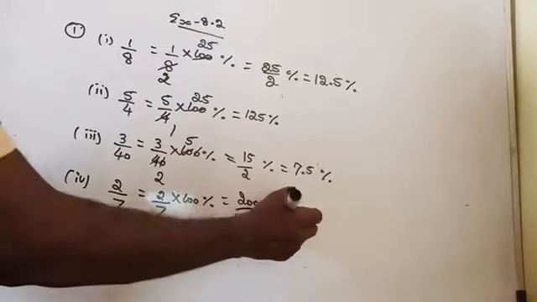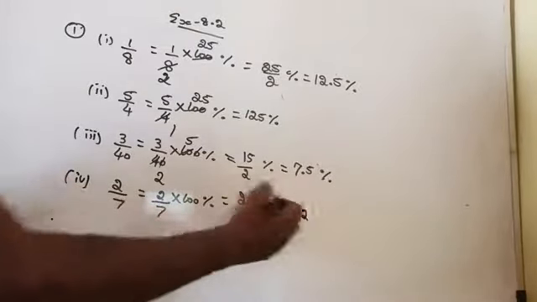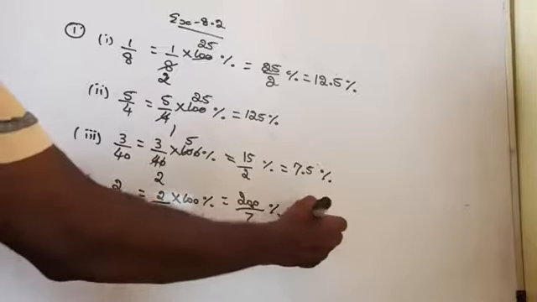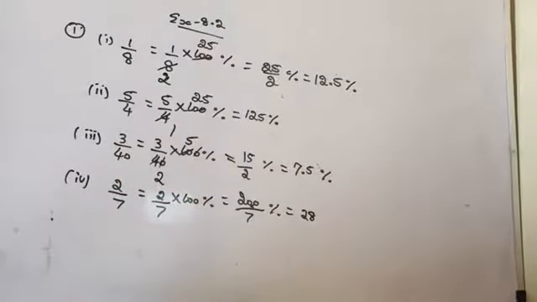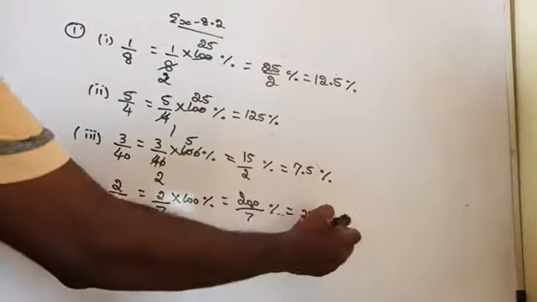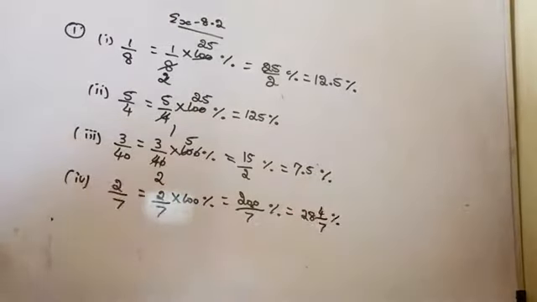2 7s are 14, remaining 6. 8 7s are 56, remaining 4. That is 28 and 4 by 7 percentage. Am I right here? Yes. Shall we move to the second question now?